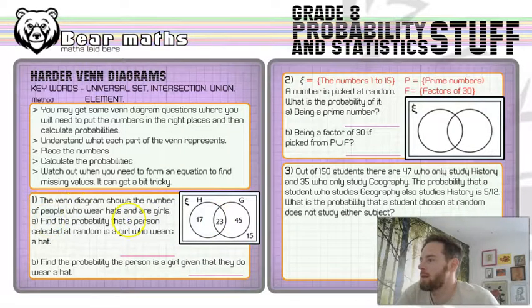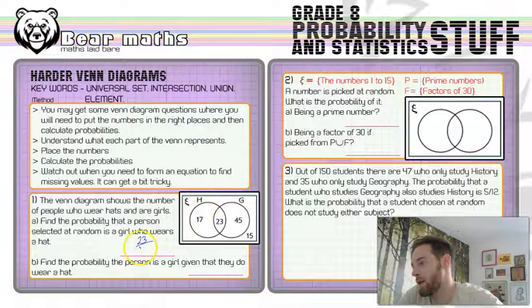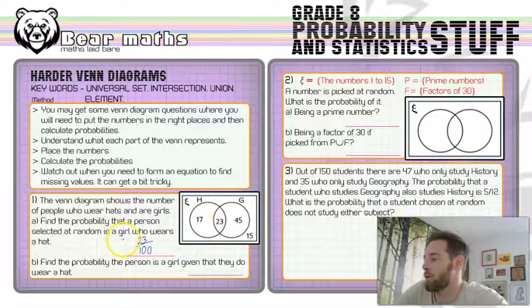We need to find the probability that a person selected at random from the total number of people in this Venn diagram is a girl who wears a hat. So a girl that wears a hat is 23 of them, out of all of these numbers added up. If you add up all of these numbers, we get 10, 20, 60, 80, 90, 100. We get 100, so that's quite nice. There is the answer to that first question. It's quite simple, I think.